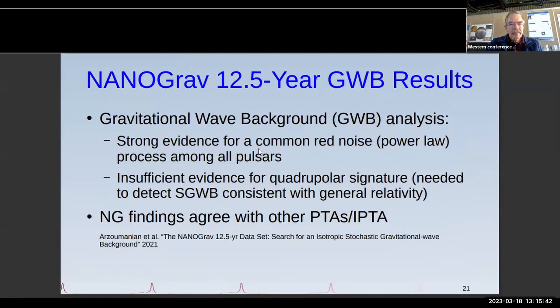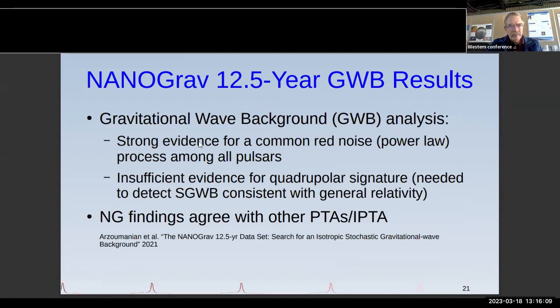Just a mention: the gravitational wave background is their main goal. It was not my goal. So I'll just mention what they've found yet on the 12.5-year data. They're looking for a common red noise source. Red noise, like I said, is low frequency, so it's a power law. In this case, it's like 13/3. It's a power law process that is correlated, that's seen among all these pulsars.